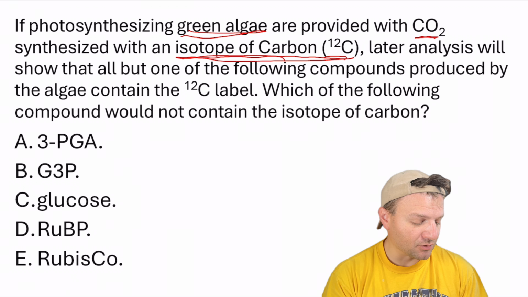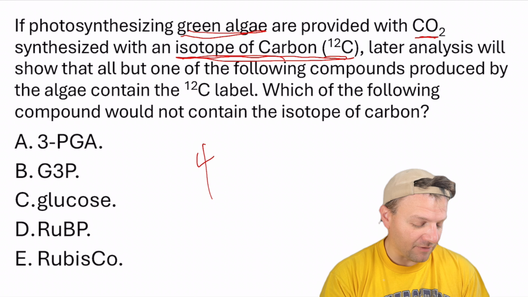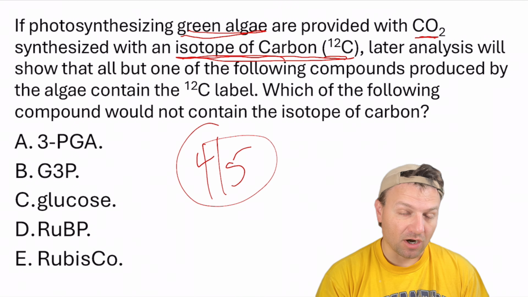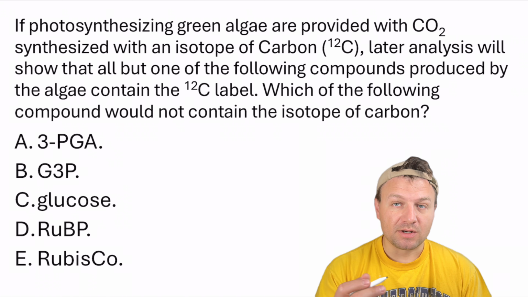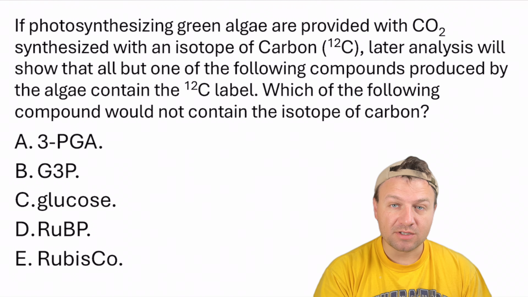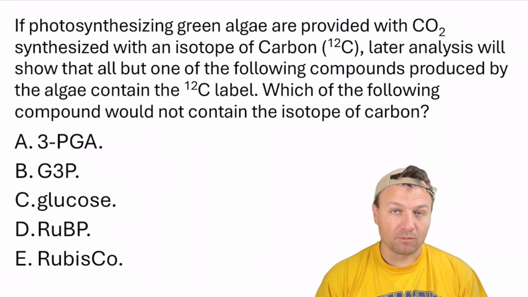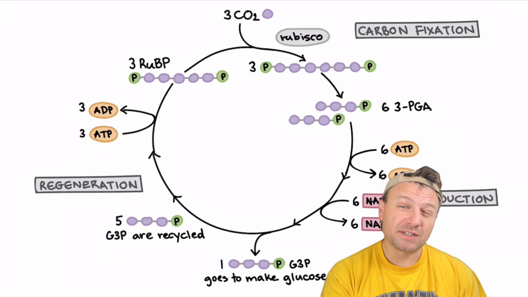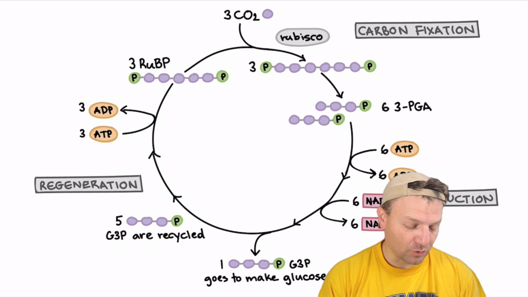It says later analysis will show that all but one, so 4 out of the 5 answers here are going to have this carbon 12. Only one of the answers isn't going to have this carbon 12. So in my brain, I'm thinking, okay, 4 of these answers are going to be within that Calvin cycle. Which one of these molecules is not within the cycle itself? If you don't have the Calvin cycle memorized, I'm going to show it to you right here, but this is something you should probably be able to at least kind of think about when you're working through these questions.